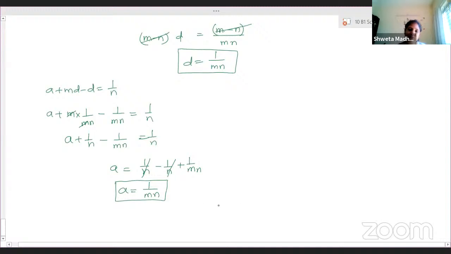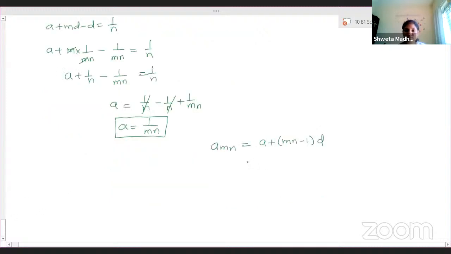And now what are they asking to find out? Mnth term. So Amn is equal to A plus mn minus 1 into D. Then substitute the A and D values. A is 1 by mn plus mn minus 1 into 1 by mn. So 1 by mn plus mn into 1 by mn minus 1 into 1 by mn. So this is 1 by mn.